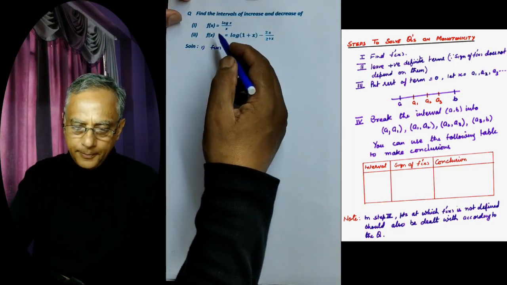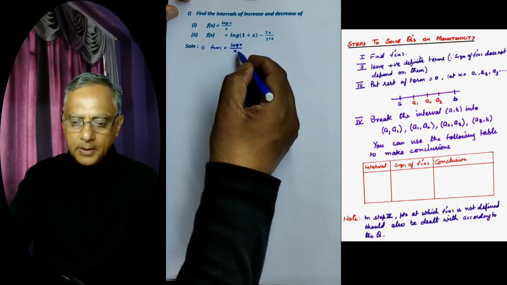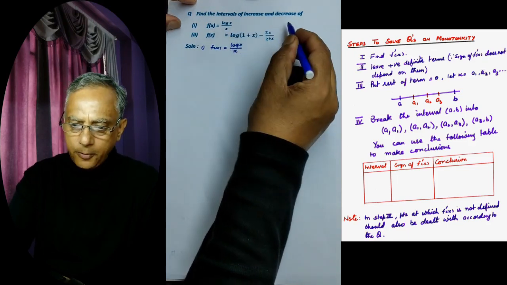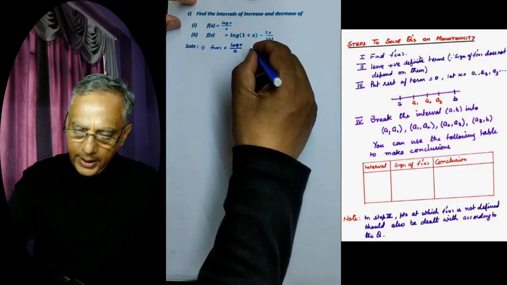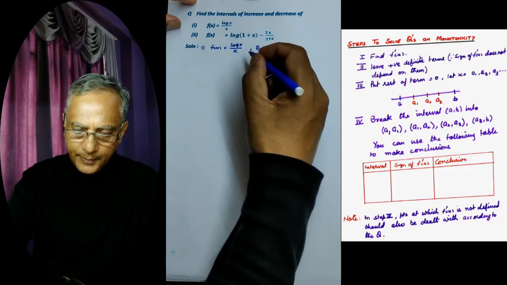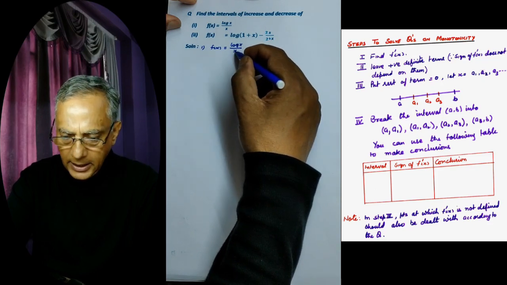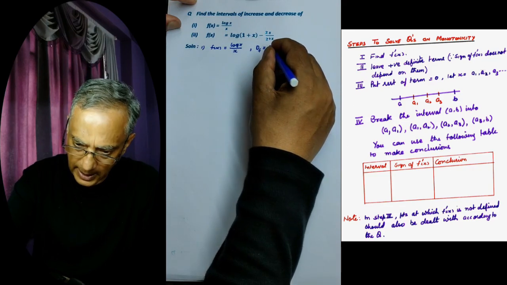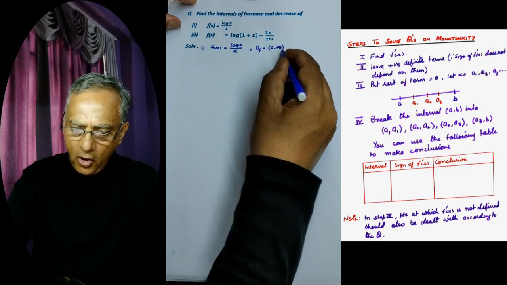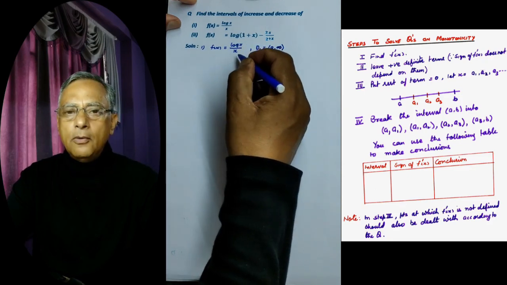Now we take up the next question. In the first part we are given f(x) equal to log x by x, and we have to find the intervals of increase and decrease of this function. First we have not been given any interval, so we must find the domain of this function. Domain of f: the domain of log x is 0 to infinity, open interval, and x must not be equal to 0, but x is already not equal to 0 in the domain of log x. So this is the domain of this function.